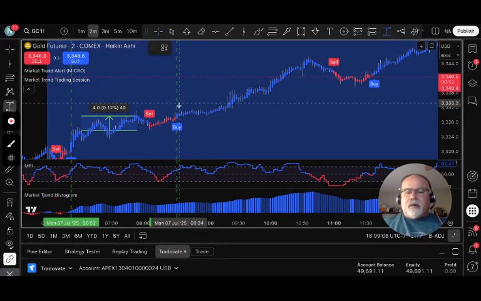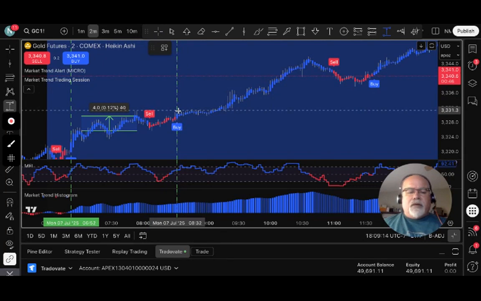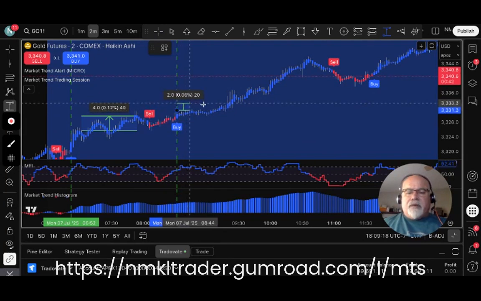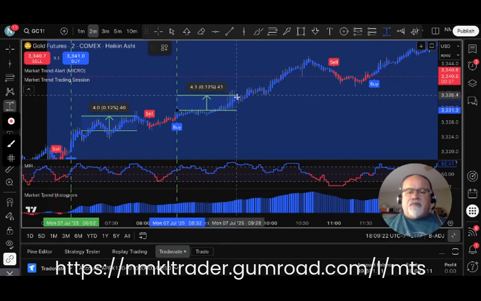Now, again, remember, when I do a buy stop order, I like to place it right above the wick, and then I'll set my take profit out 40 ticks. Now, a lot of you guys are going to ask me, what do I set my stop loss for?